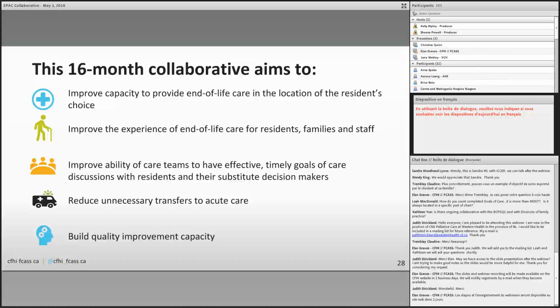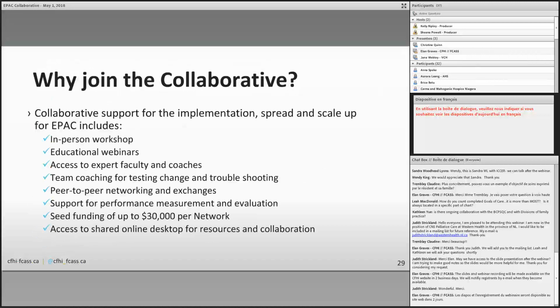While there may be other outcomes, the primary objectives of the collaborative are to improve capacity to provide end-of-life care in the location of the resident's choice, to improve the experience of end-of-life care for residents, families, and staff, to improve the ability of care teams to have those effective, timely goals of care discussions with residents and substitute decision makers, to reduce those unnecessary and often unwanted transfers to acute care, and just to build that overall quality improvement capacity.